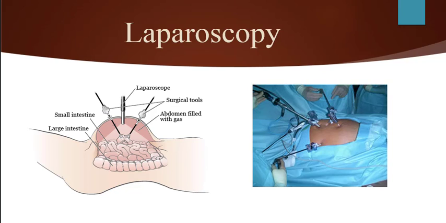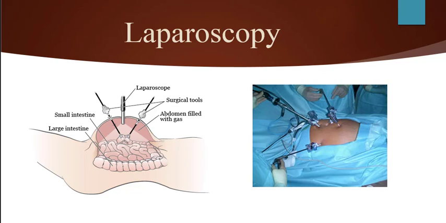Laparoscopy. Laparoscopy means to visually examine the abdominal cavity with a laparoscope, which is a thin-lighted tube that contains a camera. The laparoscope is inserted through one or more small incisions in the abdominal wall. Carbon dioxide is used to inflate the belly, making the area easier to see. This procedure is minimally invasive and typically done under general anesthesia.